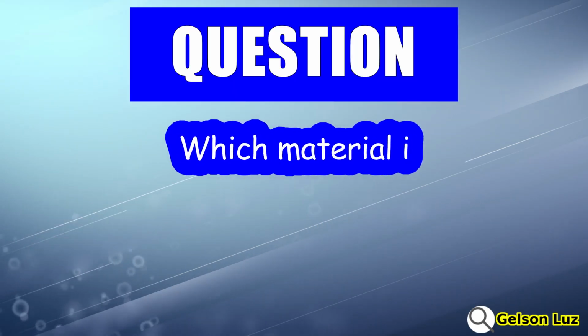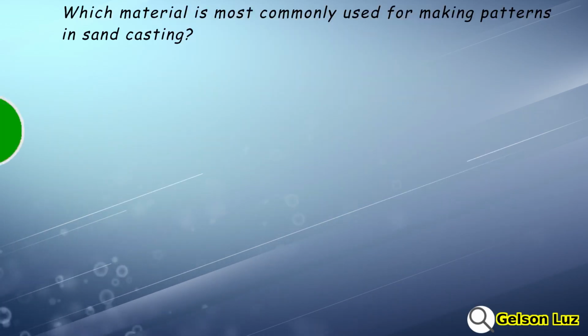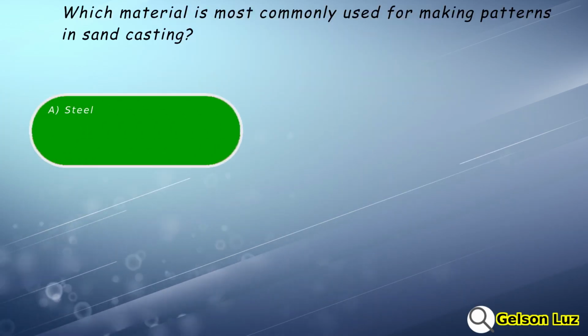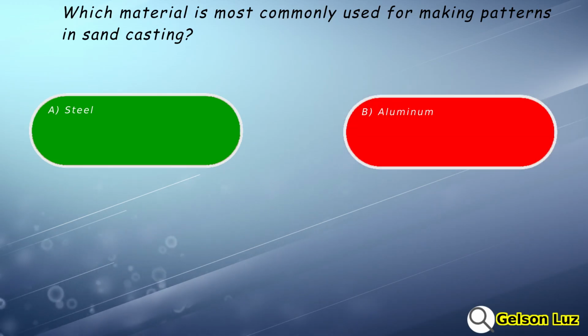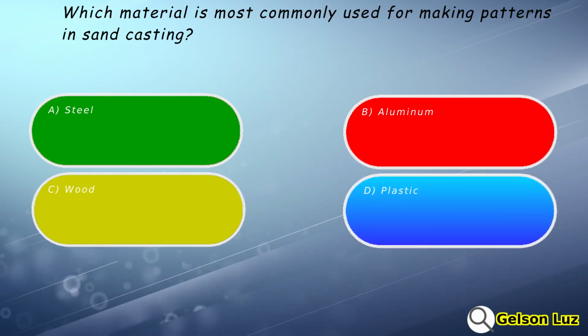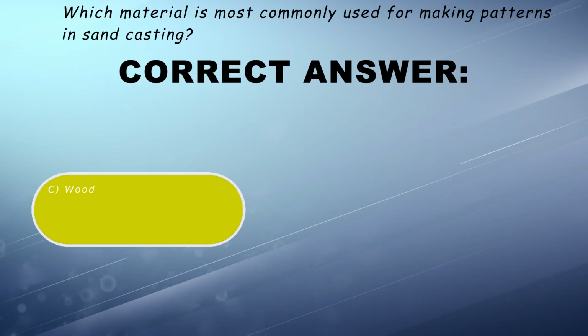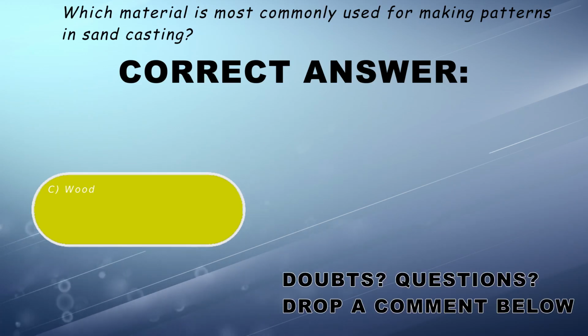Which material is most commonly used for making patterns in sand casting? A. Steel. B. Aluminum. C. Wood. D. Plastic. E. Glass. The correct answer is C. Wood.